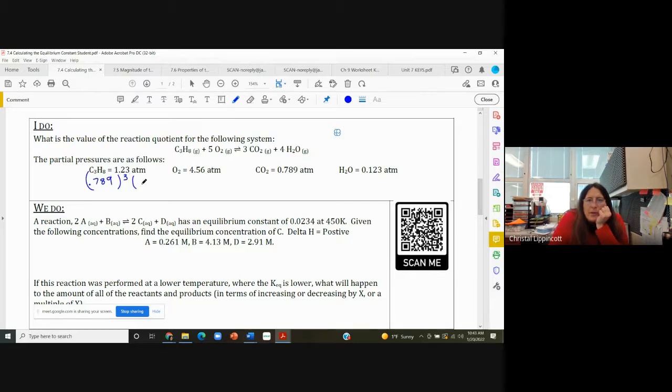I'm going to multiply that by my H pressure. And I need to raise that to the 4th power. I'm then going to divide by 1.23 times my oxygen, which is 4.56. And I need to raise that to the 5th power. Let's see if you can calculate that on your calculator. I want to make sure that you know how to get your calculator to work right. So get your calculator out and try this, and don't just write down my answer. Go. I know you're trying to be lazy about it.